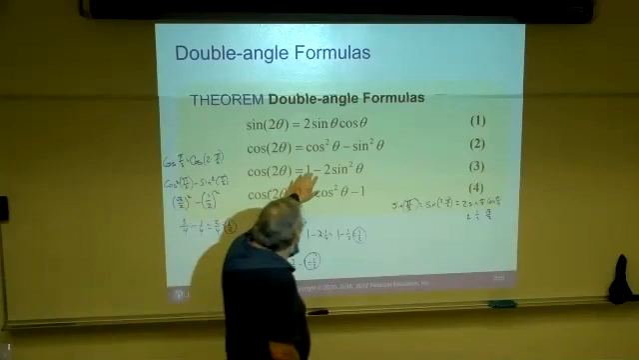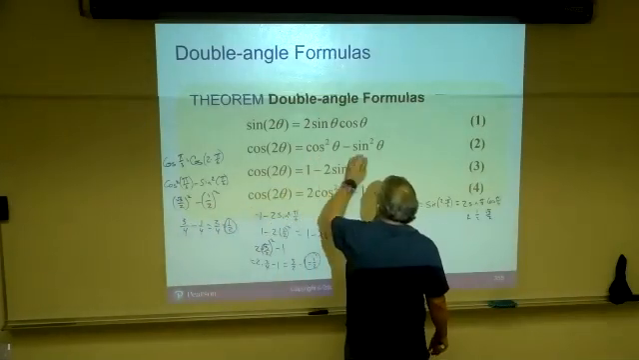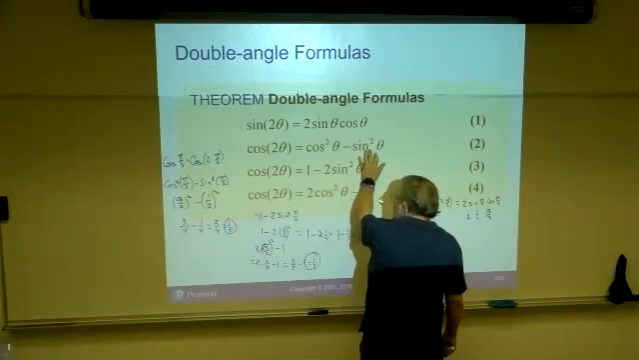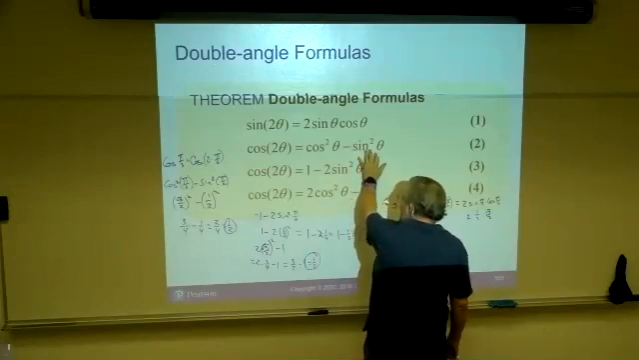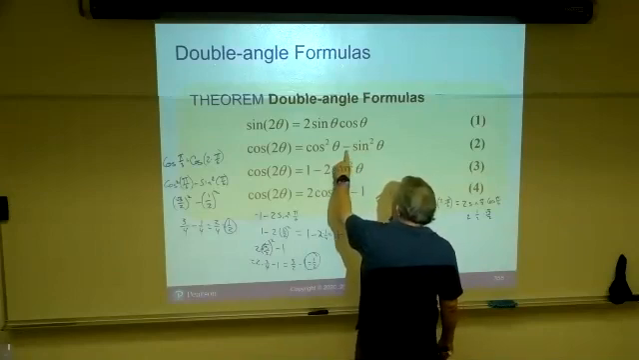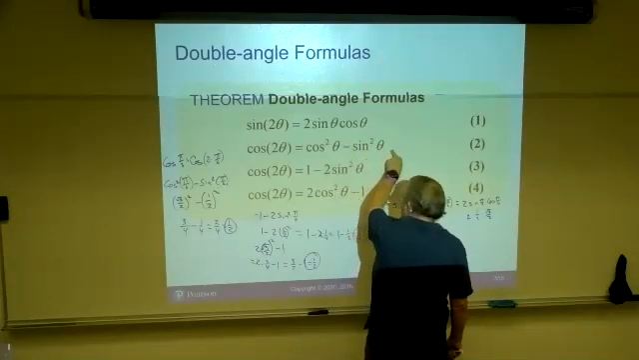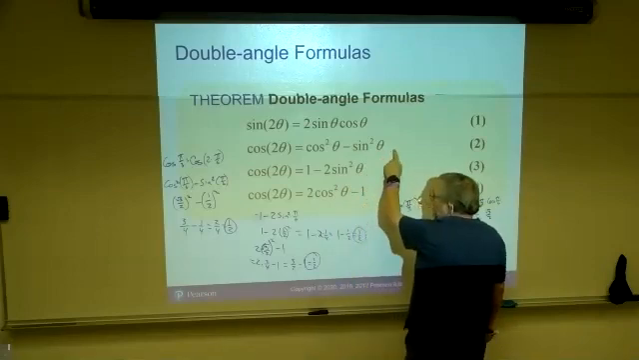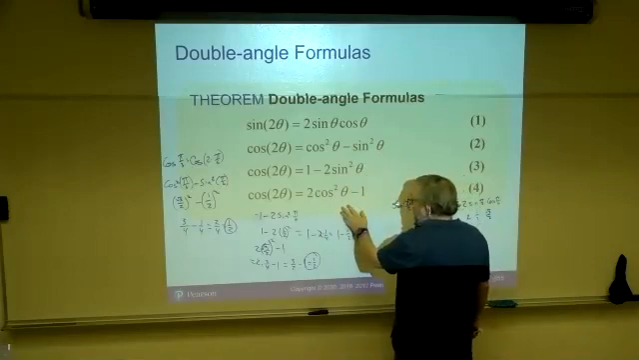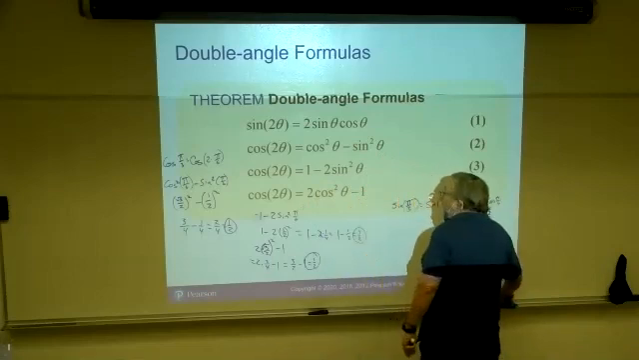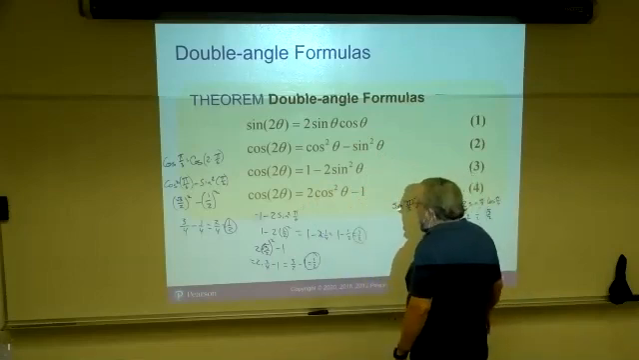So this one is found by replacing sine squared with 1 minus cosine squared. So we're going to have minus a minus, which becomes minus cosine squared, which becomes plus cosine squared. So we have 2 cosine squared minus 1.